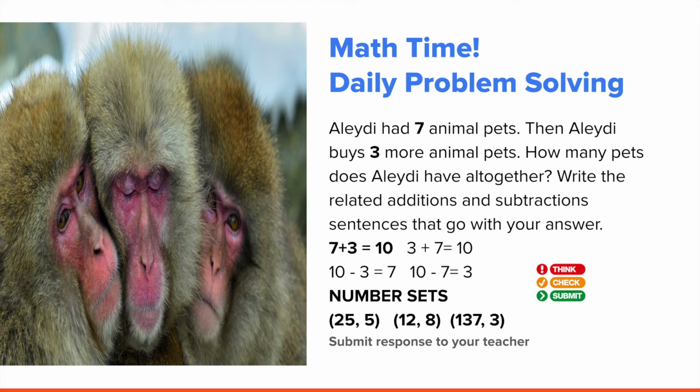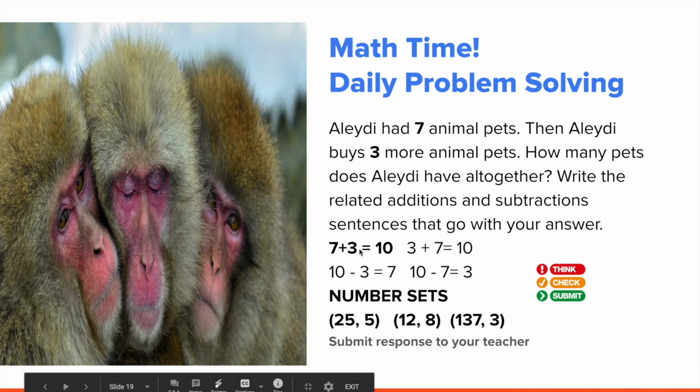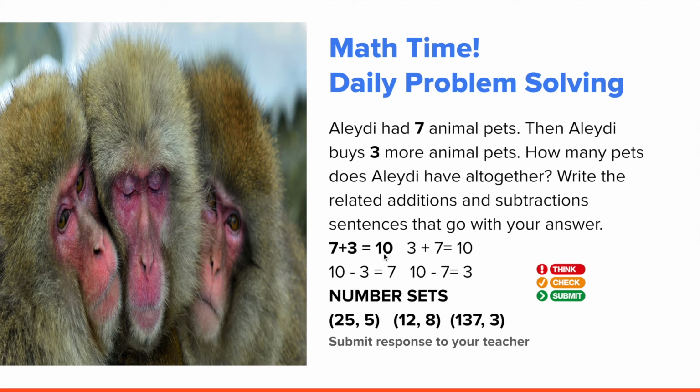If she had 7 and she buys 3 more, and we want to know how many she has altogether, are we combining the groups or are we taking away from the groups? We are combining them, right? Therefore, I know that 7 that she had plus 3 that she bought equals 10. 7 plus 3 equals 10. Or I could have also said 3 that she buys plus the 7 she already had equals 10. Notice how the order of my numbers does not matter.